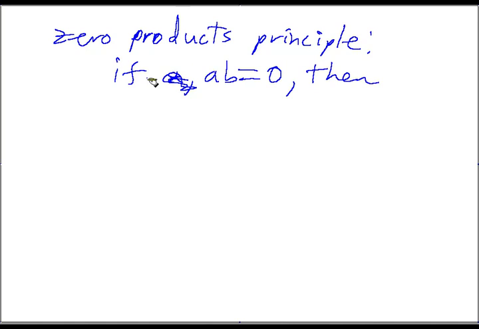Again, zero products principle here. If the product of two factors, A and B, is 0, then one of them has to be 0. Otherwise, how can they multiply to 0? If A and B are not 0, they cannot multiply to 0. So the conclusion is that either A is equal to 0 or B is equal to 0. So one of these numbers has to be 0. That's what the zero products principle says.